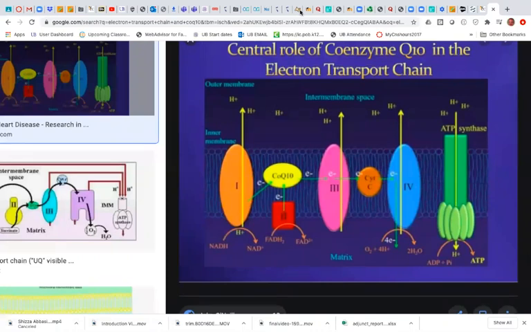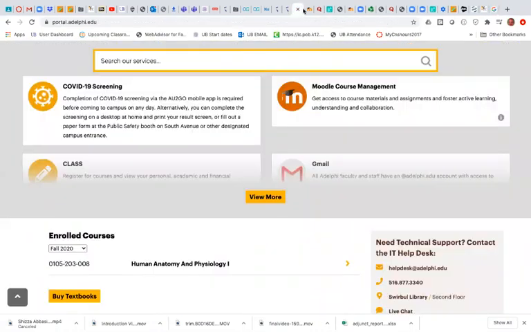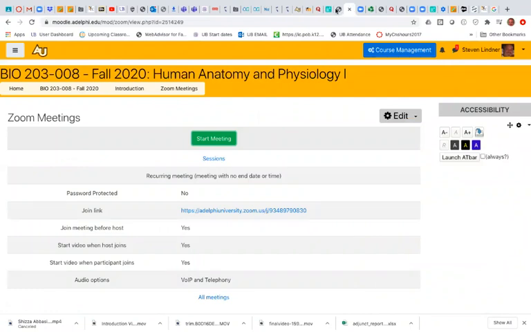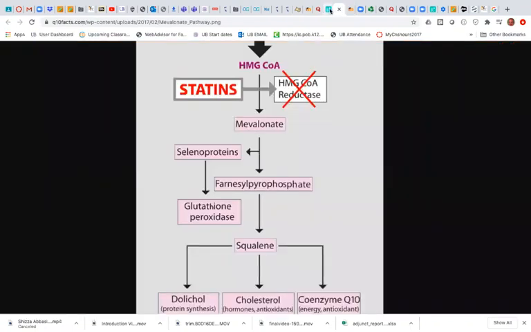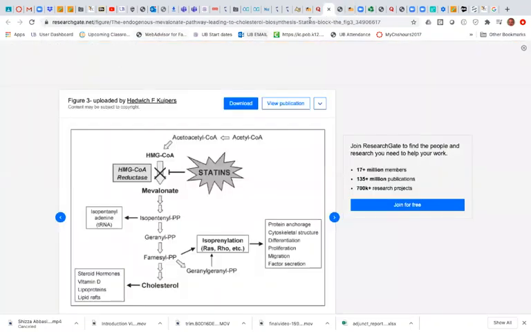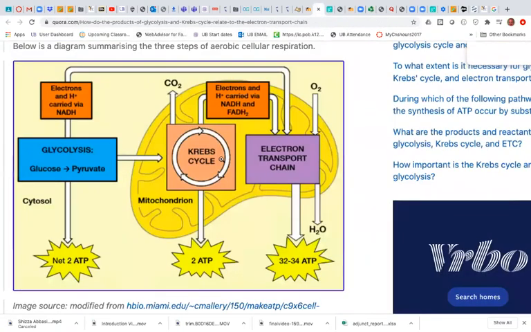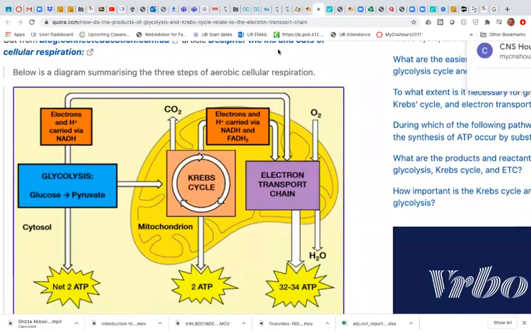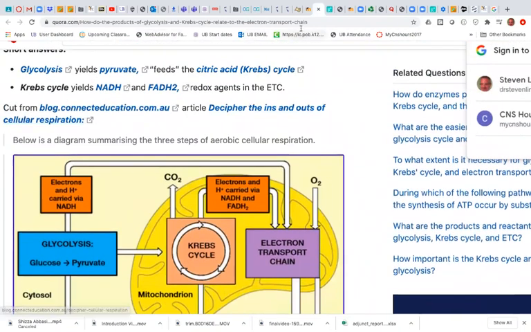So where are all the mitochondria found? Who wants to take a guess? Where are the most mitochondria found? Who wants to chime in on that? It's like the heart, the brain. Yeah, why would that be? Let's just talk it out. So why the heart? Why the brain?